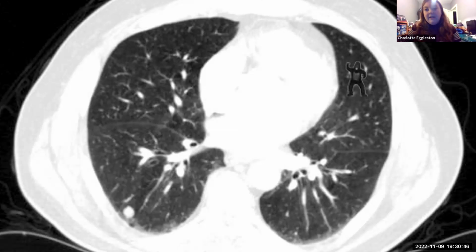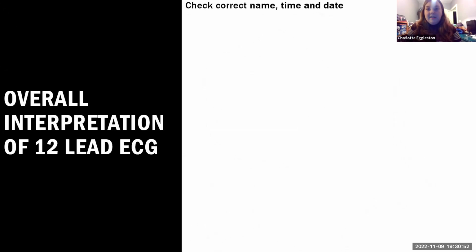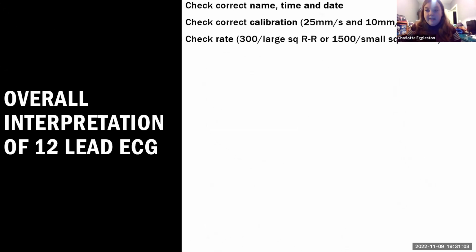So you've looked at the name and date of birth, you've checked the details, and you're happy this is the right time and date. That's step one. Next, we're going to check that the ECG is correctly calibrated, so the right speed and the key numbers, which we'll talk about in a second. We're going to check the rate and the rhythm, and then the axis of the ECG. And then we're going to go through wave by wave.